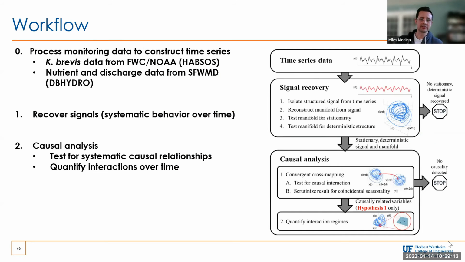All right, so I won't spend too much time on the methodology, but this is a picture of our workflow for analyzing the data. We start off by taking monitoring data and organizing it into time series to show behavior over time. And then from these time series, we can recover signals that represent systematic patterns of behavior and construct those phase space manifolds. And then finally, when we obtain signals and manifolds, we can use them to run causal analyses to detect and characterize systematic causal relationships. Okay, so let's move on to the results on the next slide.